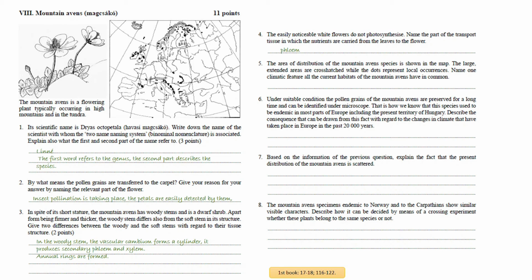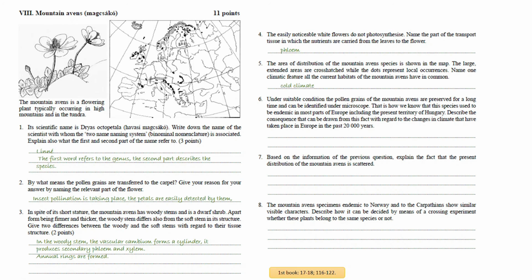The area of distribution of the mountain aven species is shown in the map. The large extent areas are cross-hatched while the dots represent local occurrences. Name one climatic feature all the current habitats of the mountain avens have in common. You can see that the majority of them are located in cold climates.